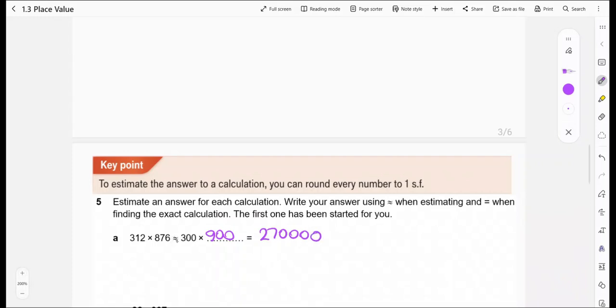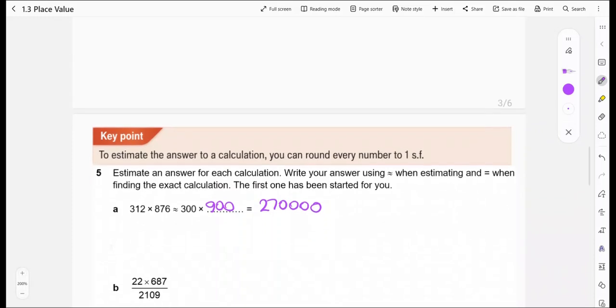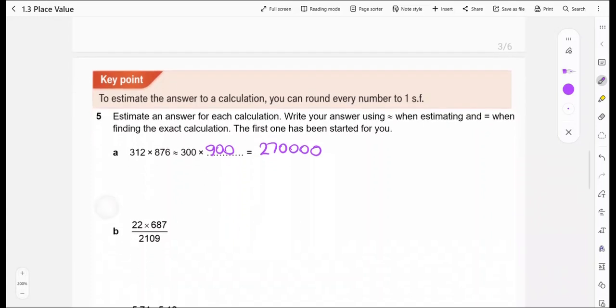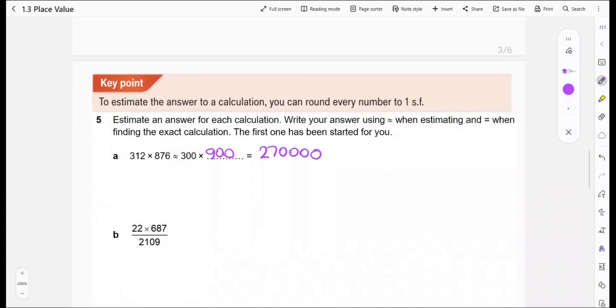Notice that we had an approximately equal to sign, or a squiggly equals. That means that it is not exactly equal, it is approximately equal. For our next one, we have 22 times 687, all divided by 2,109. Again, because this is an estimation, we don't initially use the equal sign, we use the approximately equal to sign. And we round each number individually to one significant figure.